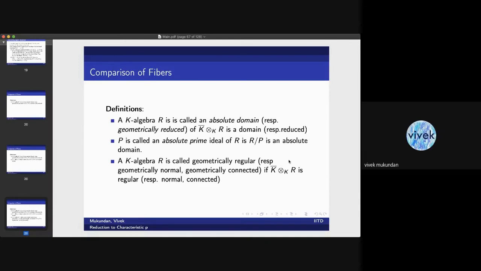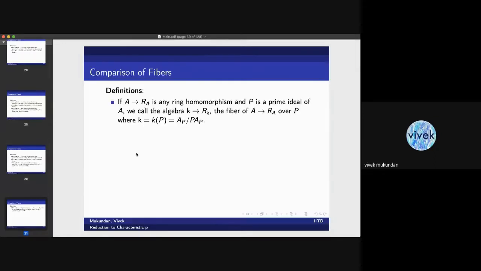A K-algebra R is called geometrically reduced, geometrically normal or geometrically connected if the tensor of R with the algebraic closure of K is reduced, normal, or respectively connected. Okay, so fibers. Now we have descended to the A level. If you have a map from A to R_A, where R_A is a finitely generated A-algebra, and P is a prime ideal of A, we call little k to R_k the fiber of A to R_A over P, where k is A_P mod P. It's true for any prime of A.